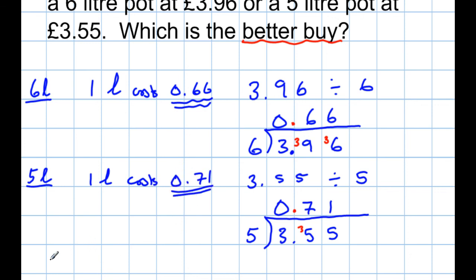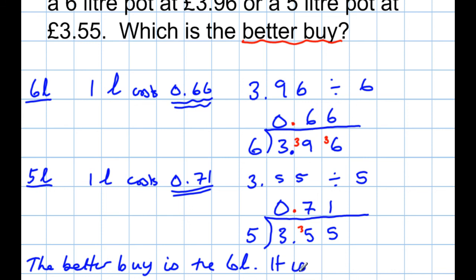So which is the better buy? You have to write this clearly. The better buy is the 6 litre pot. Why? It is cheaper per litre. What's cheaper for each litre? Only costs you 66 pence for each litre of paint as opposed to 71.